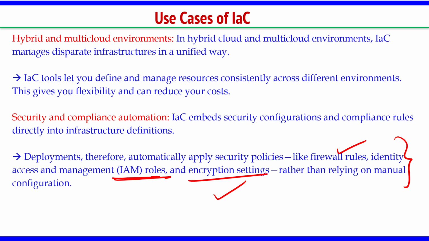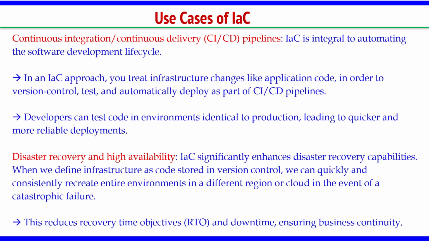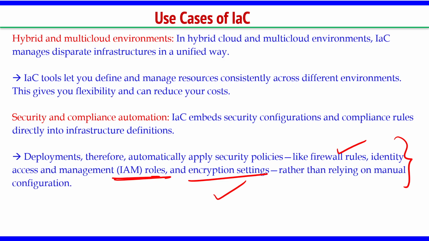So these are few important use cases where I can use IaC: automated web application deployment, cloud deployment, CI/CD pipeline, disaster recovery, hybrid and multi-cloud environment if you are working with that, and finally the security and compliance automation. So in all these cases we can use IaC, which can make the job of the developers easy.